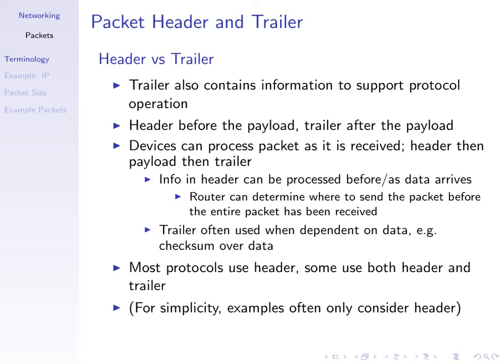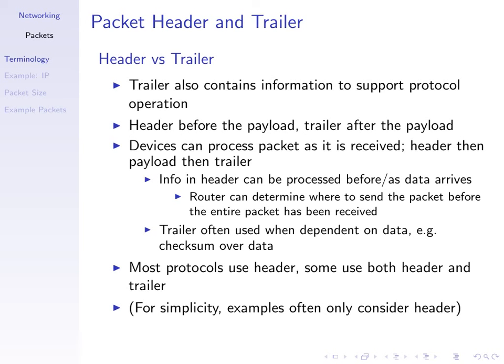One example is a router. A router is a device that receives packets and sends them on to another link. It normally doesn't care about the contents of the data. So in that case, what the router can do is, as it starts receiving the packet, look at the header fields to determine where to send the packet, even before the entire packet has been received. That's why putting the information at the start is beneficial.